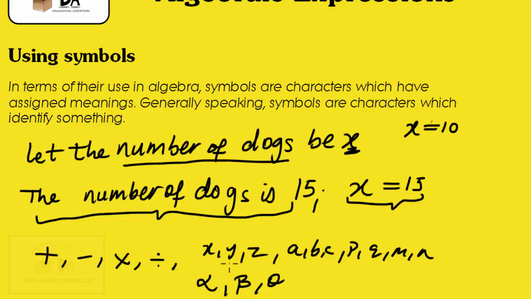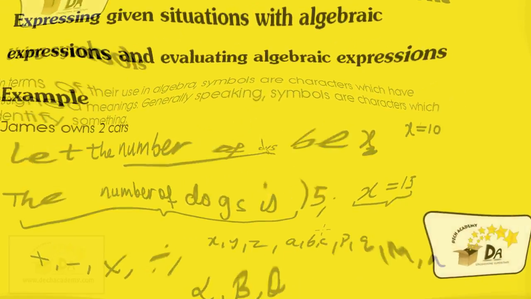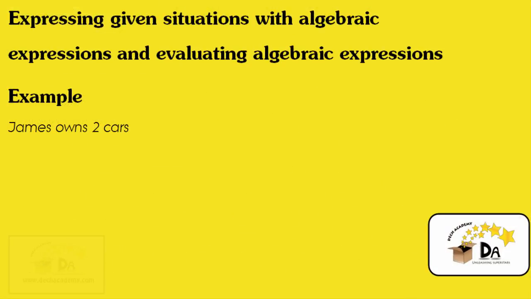But we're going to be focusing on the use of these characters like alphabet and Greek letters to represent, and we're going to be assigning them meanings and using them to formulate algebraic expressions from given situations. You'll see this shortly. Now we're going to look at the expression of given situations with algebraic expressions, as well as the evaluation of such algebraic expressions.